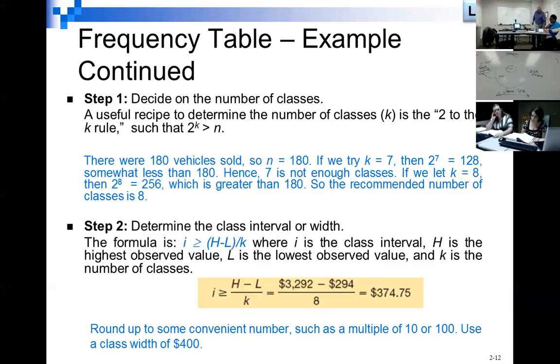Looking at your raw data, which can be found in the textbook on page 26, we see that the high value is $3,292. The low profit is what? 294. And we are going to divide that by 8, again, 8 for our number of classes.